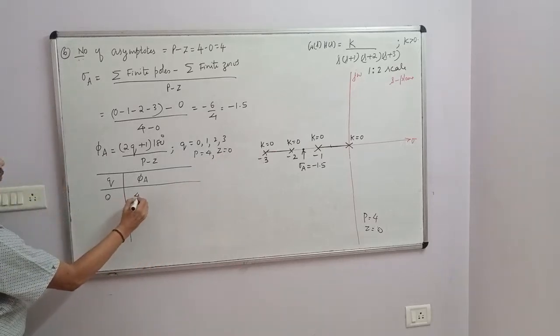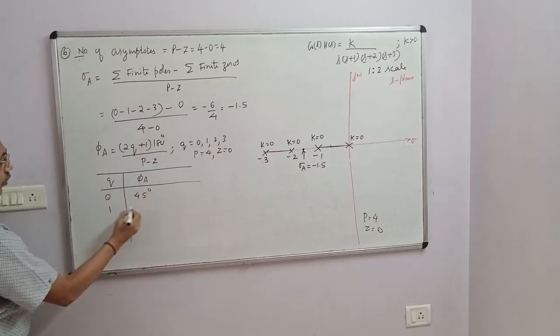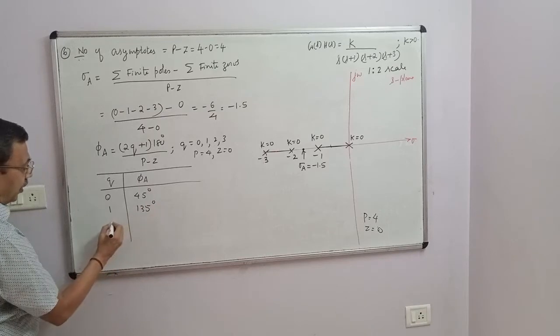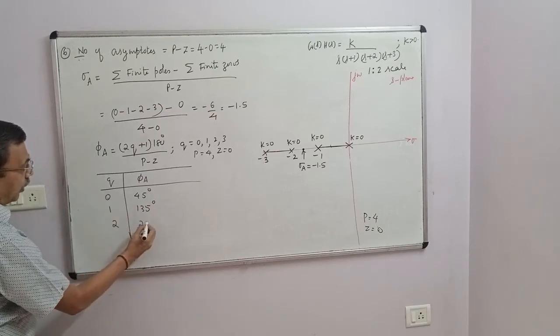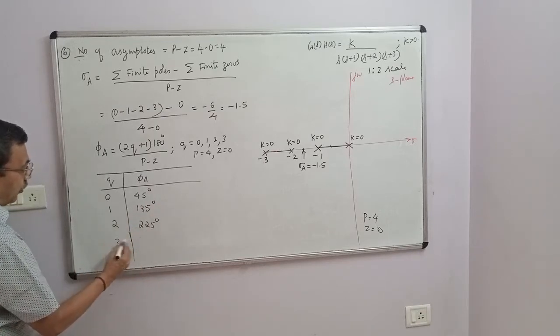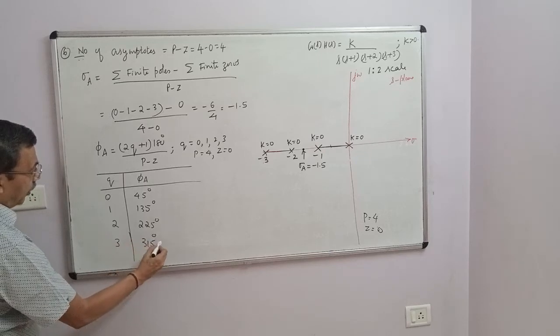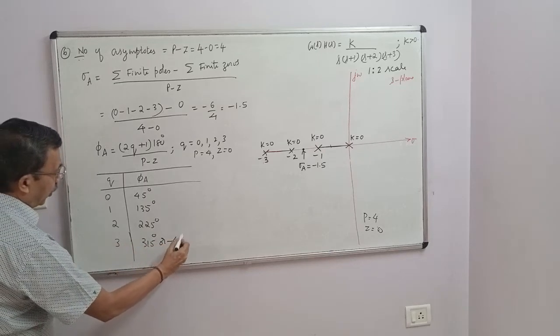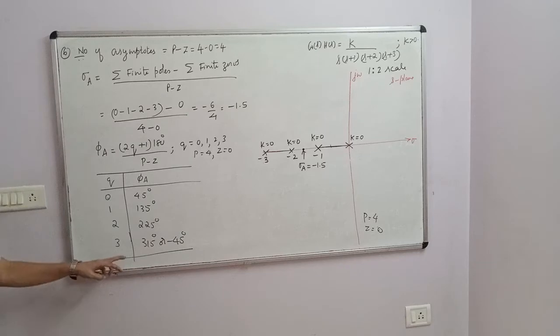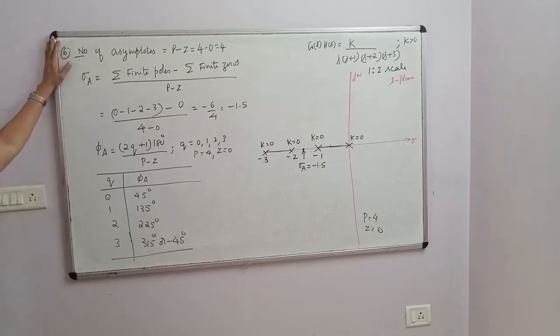When Q is 0, phi a is 45 degrees. When Q is 1, phi a is 135 degrees. When Q is 2, phi a is 225 degrees. When Q is 3, phi a is 315 degrees or minus 45 degrees. 315 degrees in the anti-clockwise direction is minus 45 degrees in the clockwise direction. This is how the angles are computed.